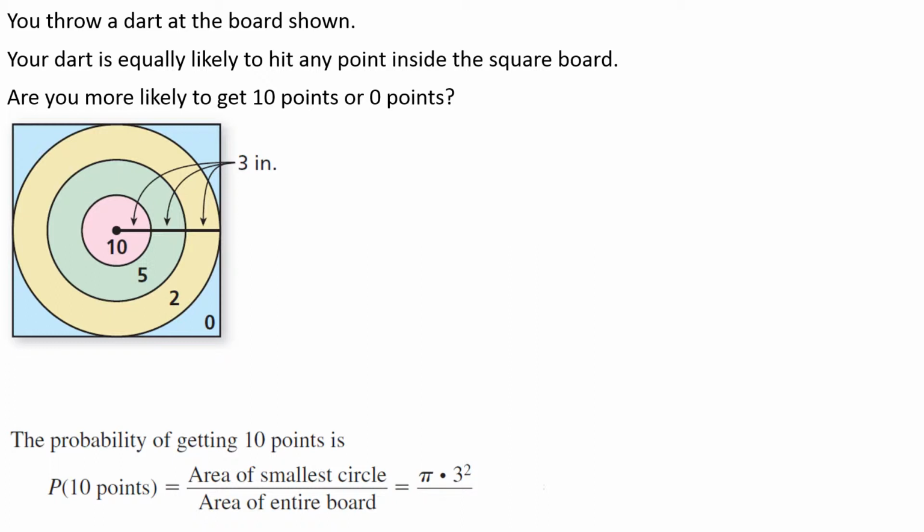Right, so pi r squared for that small circle, radius is 3. For the square board, length times width basically becomes side times side, or side squared, so 18 squared. 3 times 3 is 9, I can do that in my head. 18 times 18, I'm going to grab a calculator. All right, I'm not doing 18 times 18 in my head.